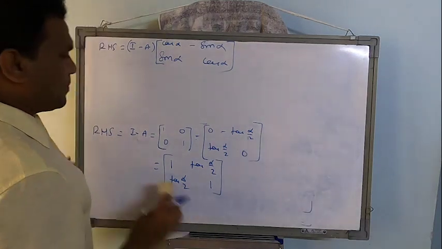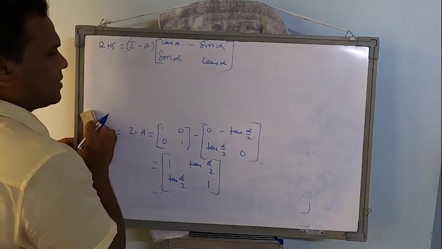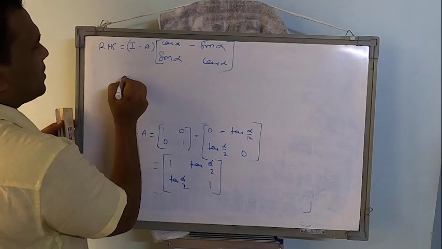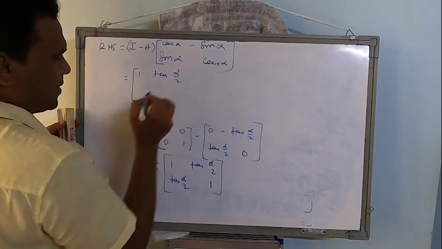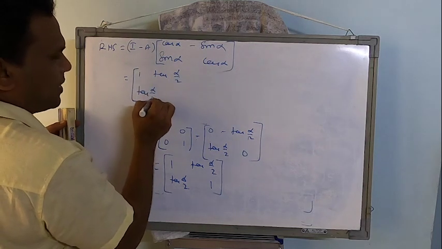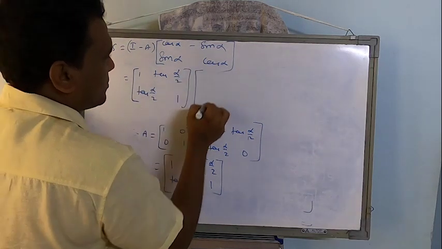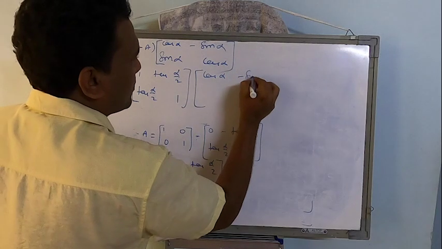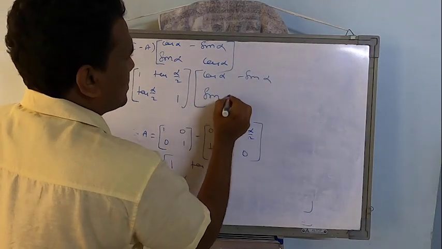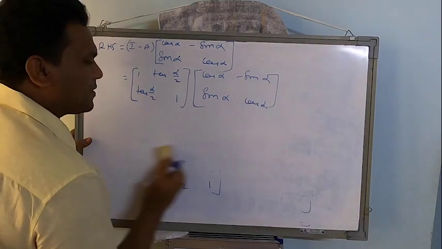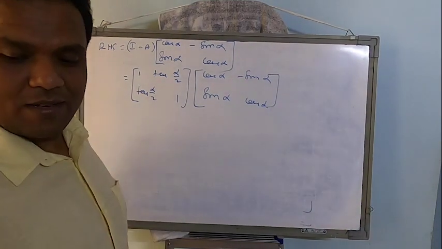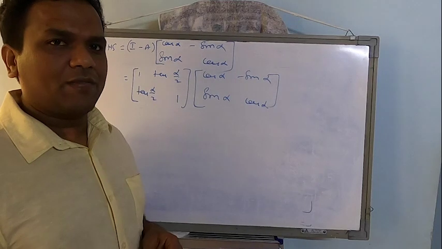Okay, I should multiply these two matrices. So what is I minus A? I got it. I minus A is [1, tan alpha by 2; the next row, tan alpha by 2 and 1]. That is multiplied by [cos alpha, minus sin alpha; sin alpha, cos alpha]. And on simplifying, I already know the value of the left hand side, no?